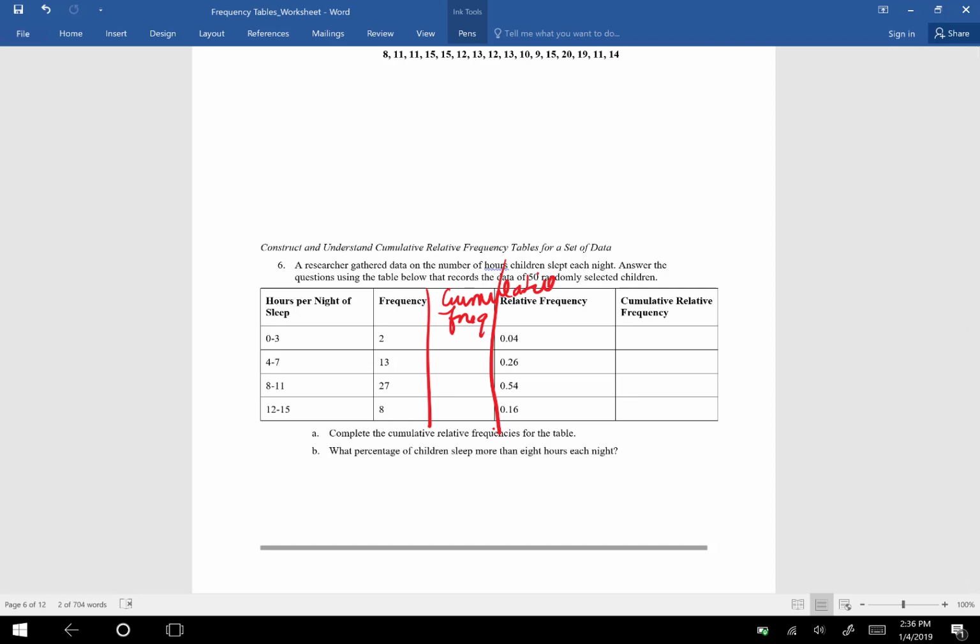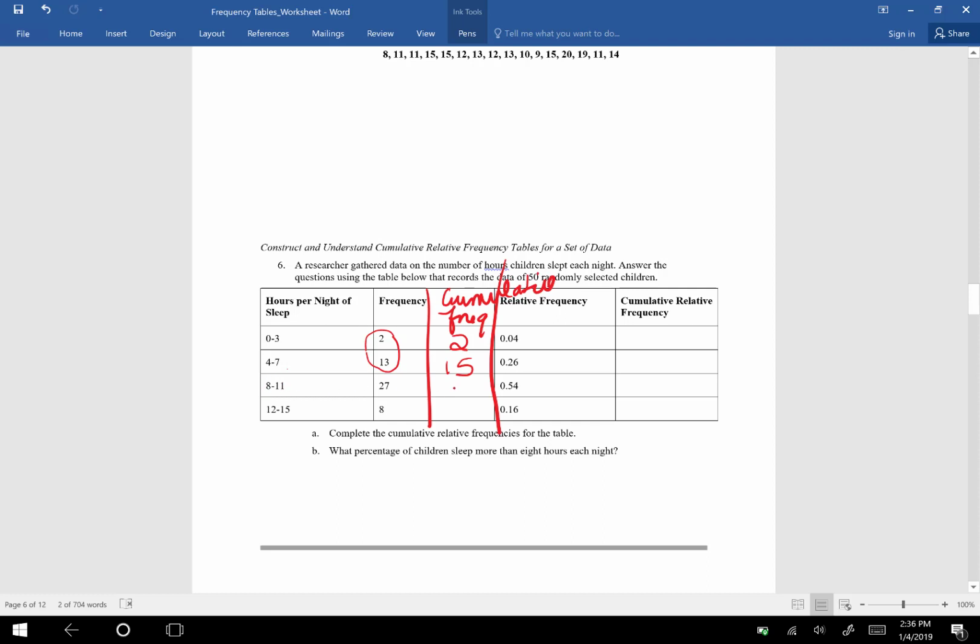So this is looking at the number of hours children slept each night. So it's telling us 2 children slept between 0 and 3 hours. So the cumulative frequency is how many children slept less than 3 hours. Well, clearly it's just 2 here. For our second group, it would be how many students slept less than 7 hours. So we have to add these first 2 together. So it would be 15.